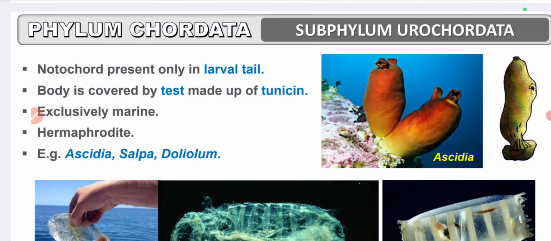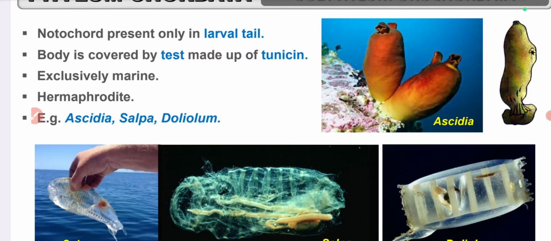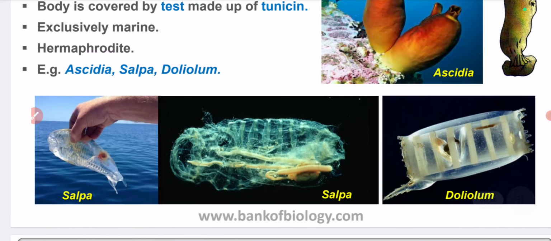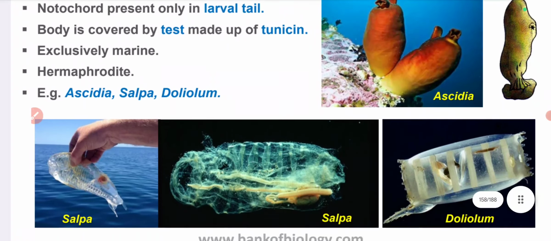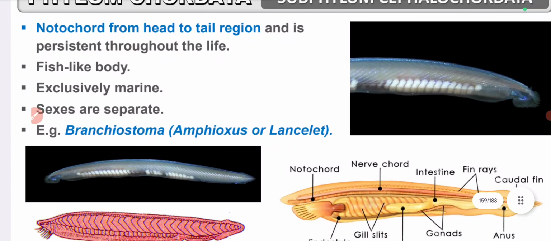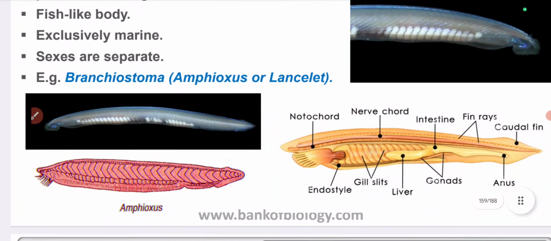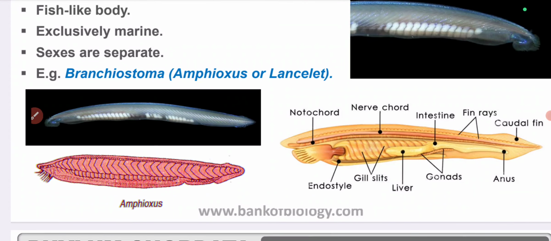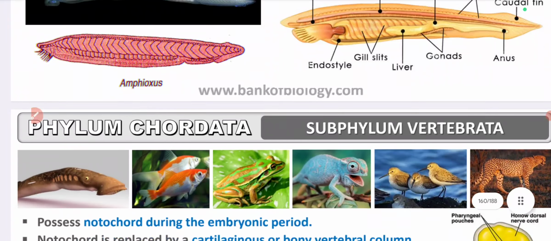Examples: Ascidia, Salpa and Doliolum, as you can see in the diagram. Cephalochordata: the notochord extends from head to tail region and is persistent throughout life. They have a fish-like body, are exclusively marine, and the sexes are separate. Example: Branchiostoma, also called Amphioxus or lancelet, where the notochord is present throughout life.